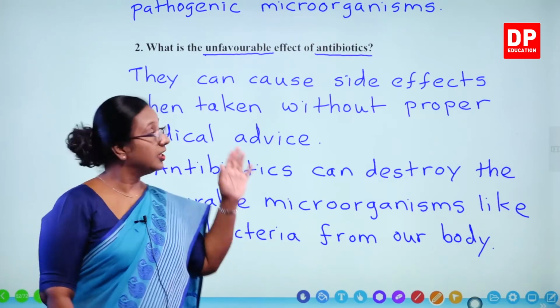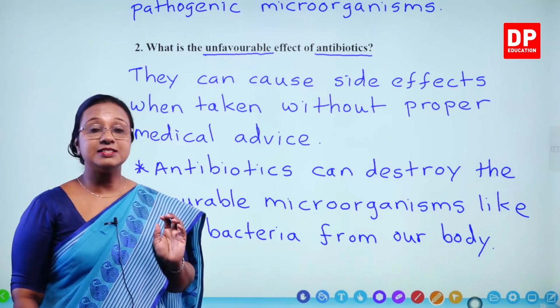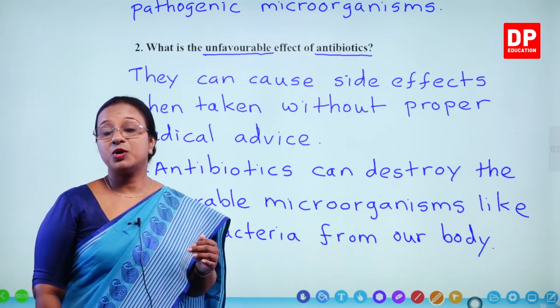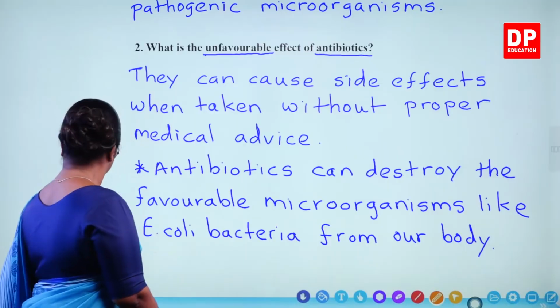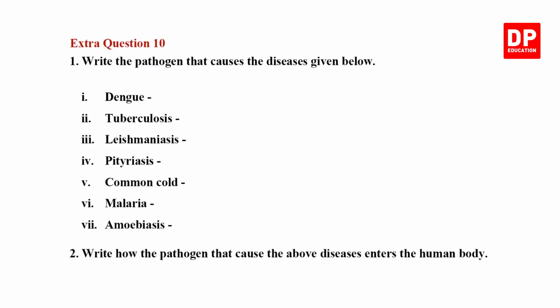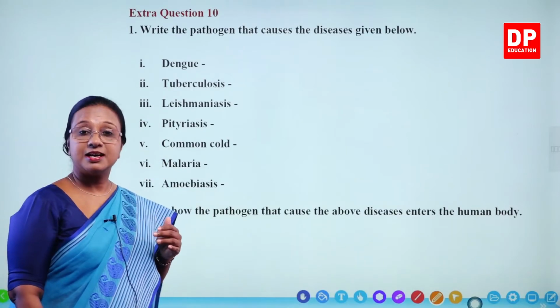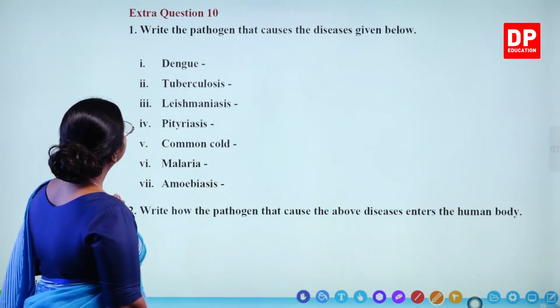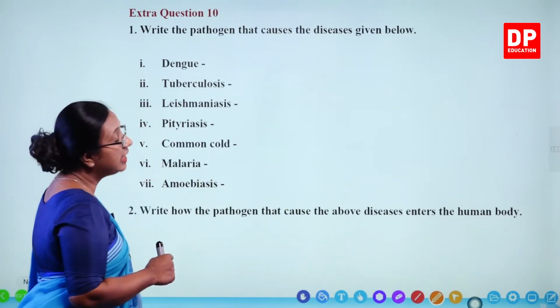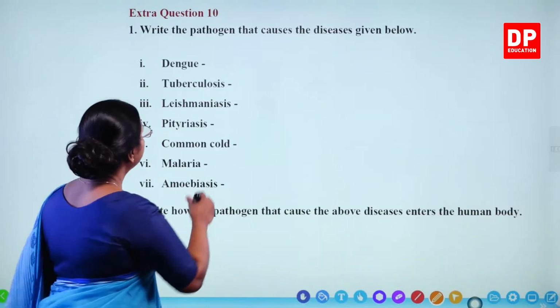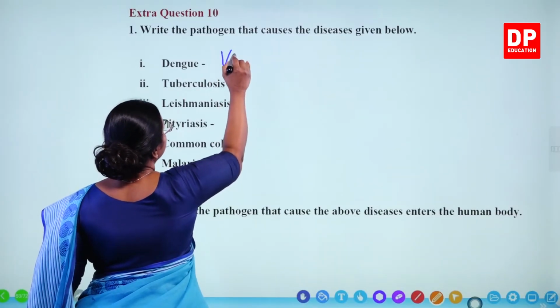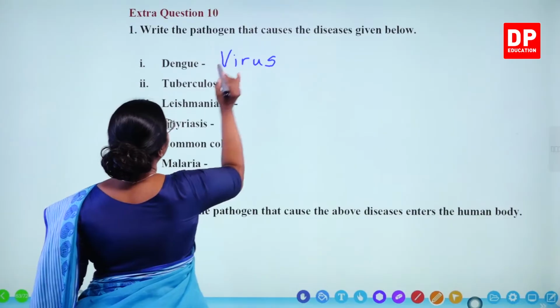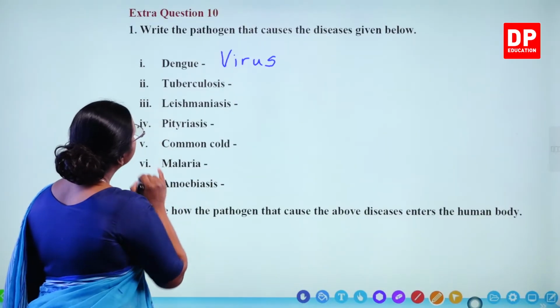So I am sure you wrote these answers. With that, now we will move on to the next question. Extra question 10. Write the pathogen that causes the disease given below. So some diseases are given to you. You have to write the pathogen. The first one is dengue. What causes dengue? It is caused by a virus. If you write the group, that is more than enough.